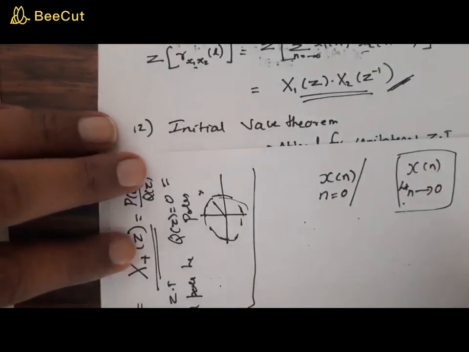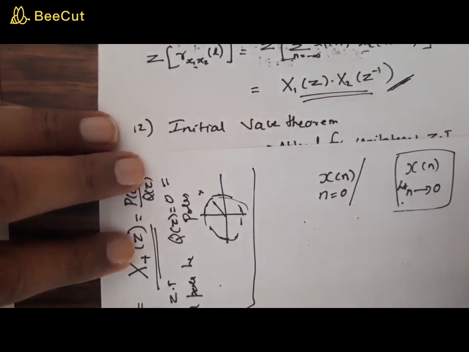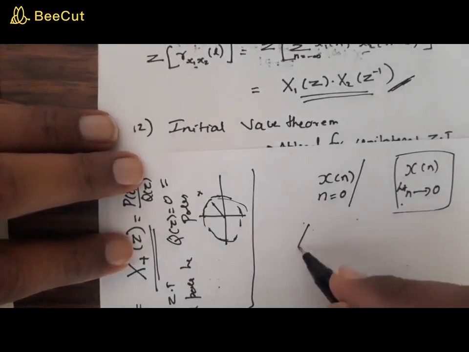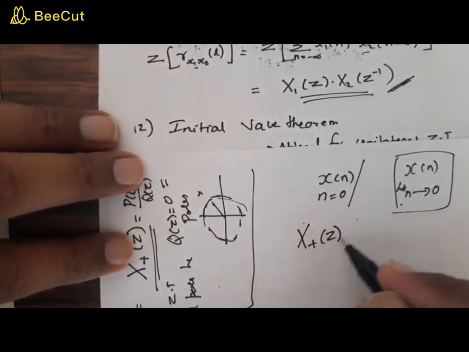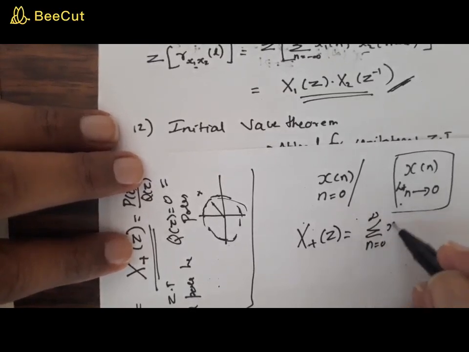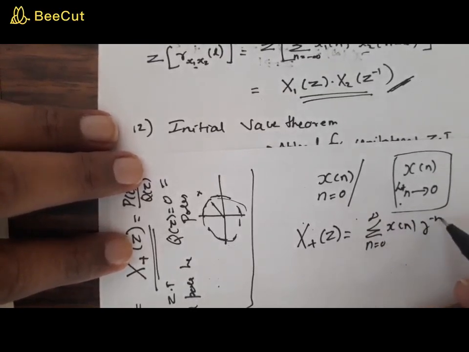Now in order to apply this initial value theorem, this is applicable only for a one-sided z transform, or a right-hand sided z transform, which is called X plus of z. What's the meaning of that? This is the z transform of only a causal sequence. So we know that X plus of z will be sigma n is equal to 0 to infinity x of n z raised to minus n.